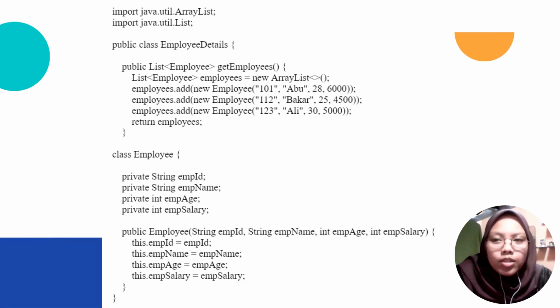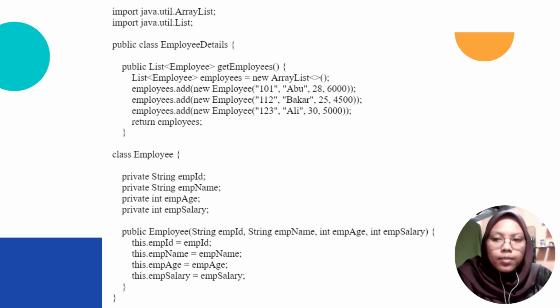Okay, this code defines a class called EmployeeDetails that we can see in line number 3, which has a method called getEmployees. This method returns a list of employee objects. Each employee object has 4 properties. Number 1 is employee ID, a string representing the employee ID. Number 2 is employee name, a string representing the employee name. Number 3 is employee age, an integer representing the employee's age. And employee salary, an integer representing the employee salary.